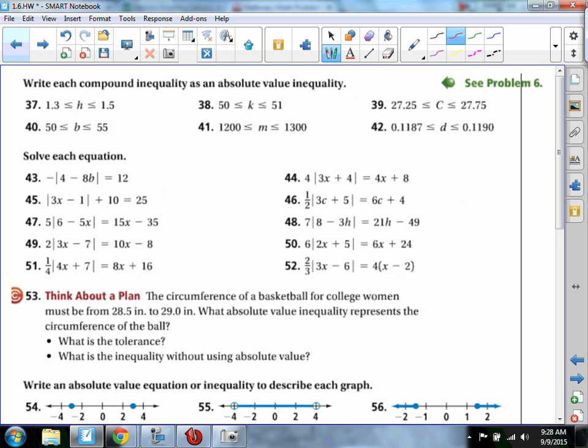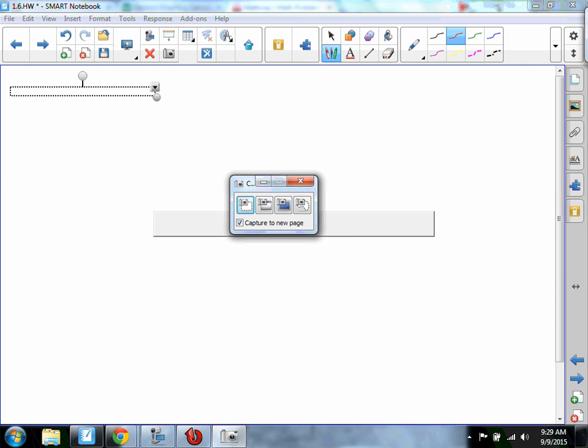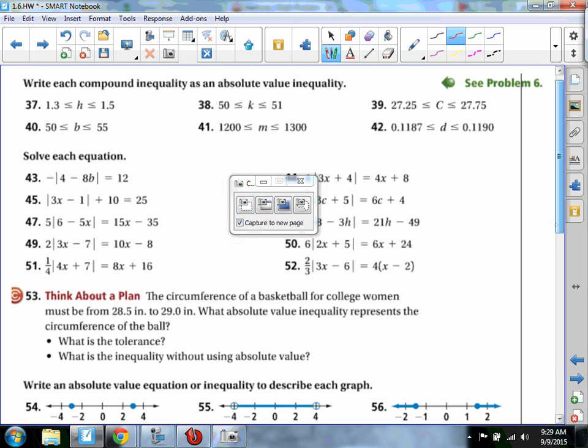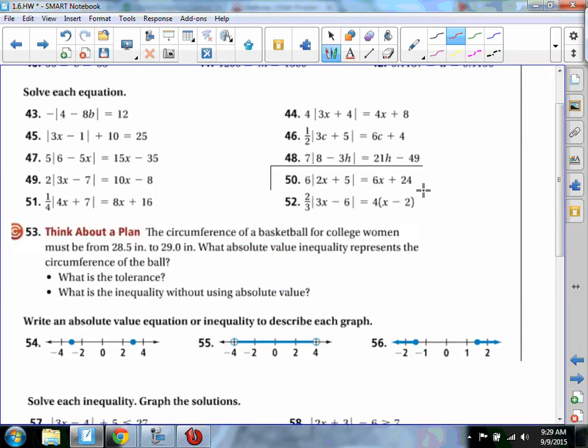So we got a couple more here. 50 is next. 50, where'd you go? 50. There you are.